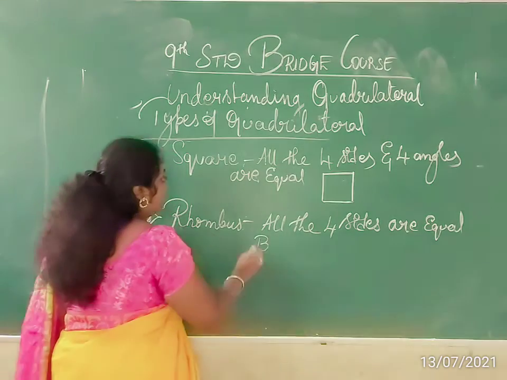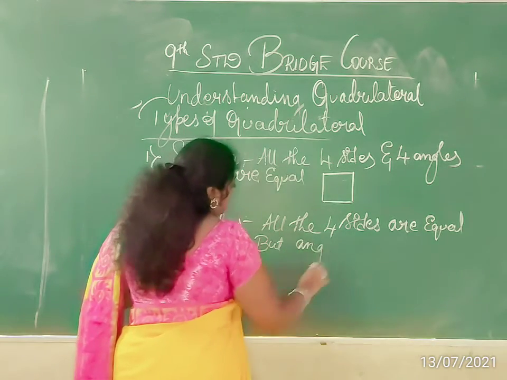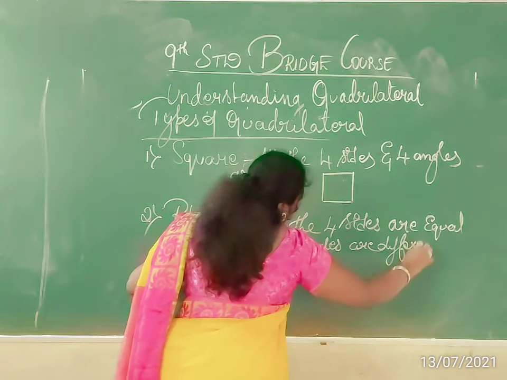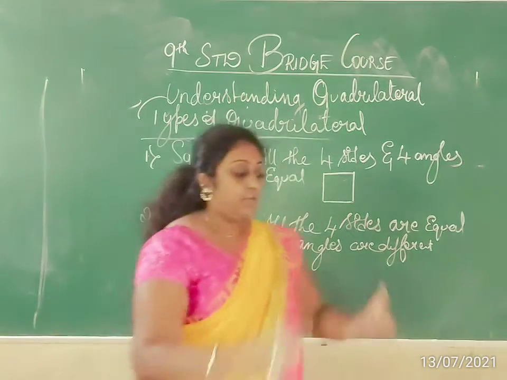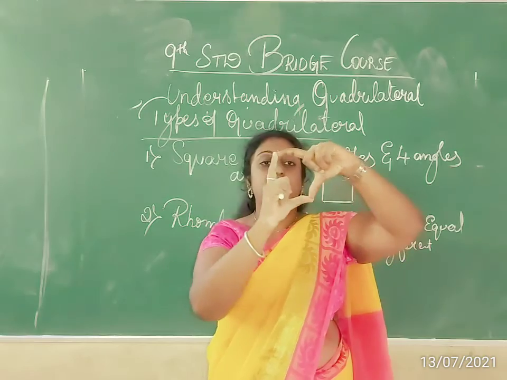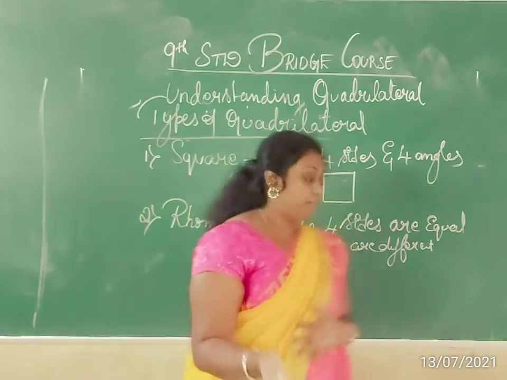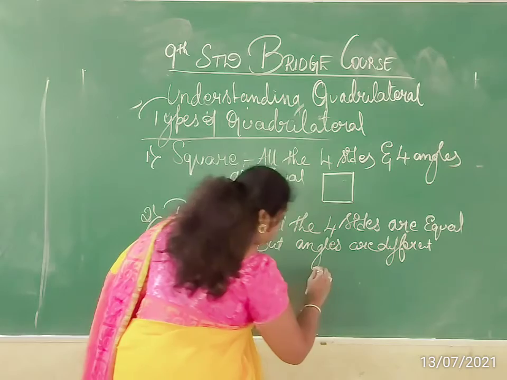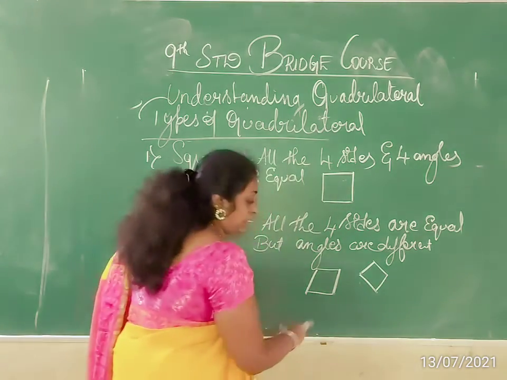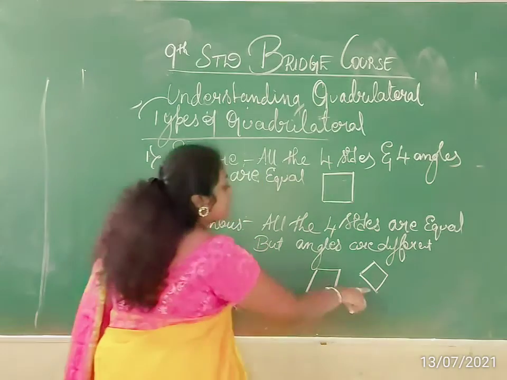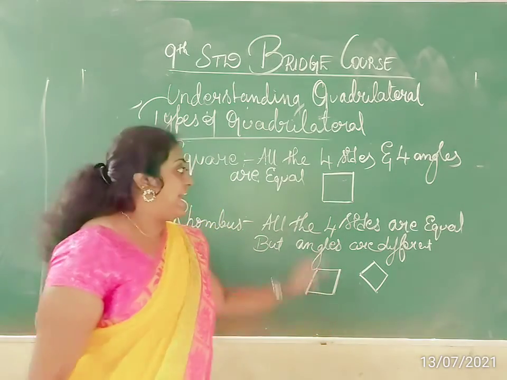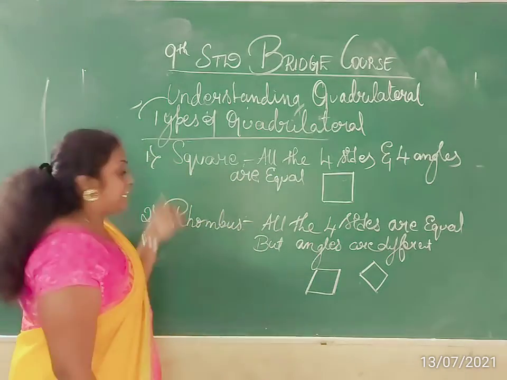But angles are different. That means if you keep it straight, that is your square. Same way, if you keep it in your cross way, that is your rhombus. Draw it like this, or like this also. You can draw it in this shape or this shape. These two shapes belong to rhombus. Here the 4 sides will be equal, only your angles will differ. So these are the 2 types.